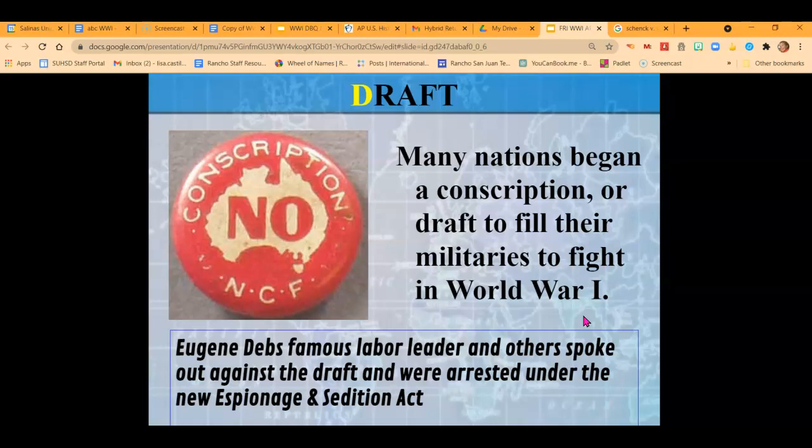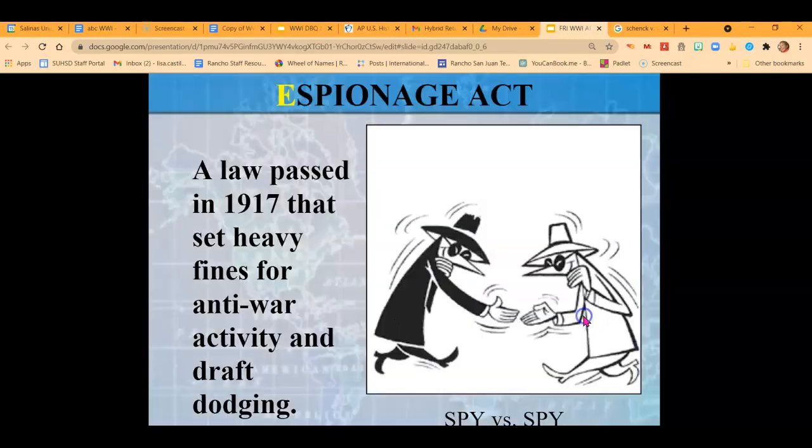As a result of Eugene Debs and other people who are super outspoken against the war, we end up with 2 laws, the Espionage and Sedition Act, that are passed in order to try to quiet the opposition to the war and basically make speaking out against the government and against the war illegal, taking away your freedom of speech. And here it is, the Espionage Act. This is the first one that was passed. It was passed in 1917.